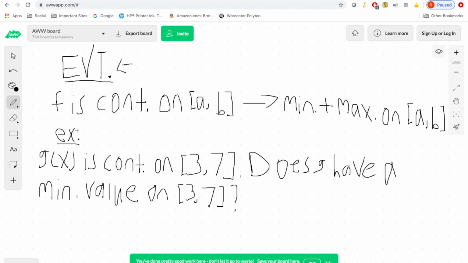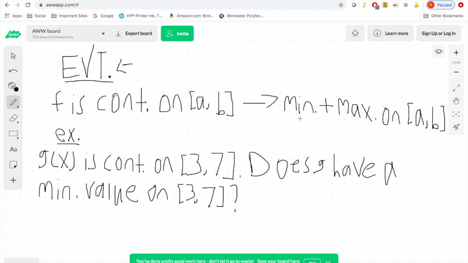So the theorem simply states that if a function is continuous on this closed interval [a, b], then that function has a minimum value and a maximum value on that same interval [a, b]. This seems like a very simple theorem, and indeed it is, but it allows us to do powerful things because this theorem serves as a basis of the really important problems we're going to do from here on out.